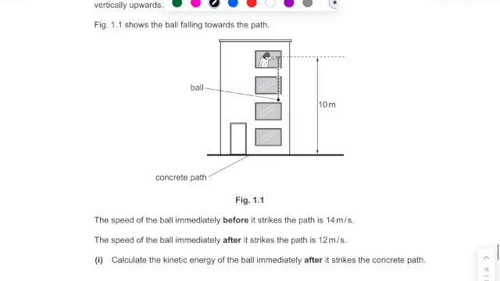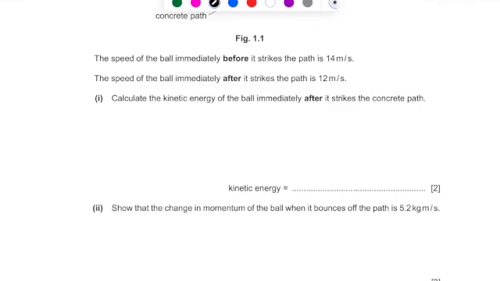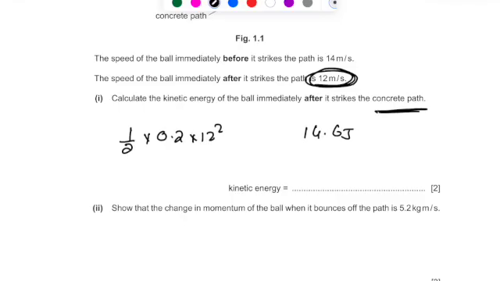The girl releases the ball and it falls towards the path. The ball strikes the path and bounces upwards. Calculate the kinetic energy of the ball immediately after it strikes the concrete path. When it strikes the concrete path, its velocity is 12 meters per second. So half times 0.2 times 12 square, which is 14.6 joules. So therefore, it is going to be 14 joules.